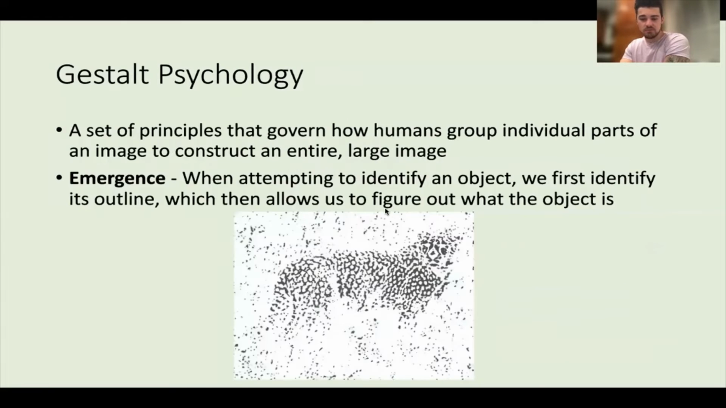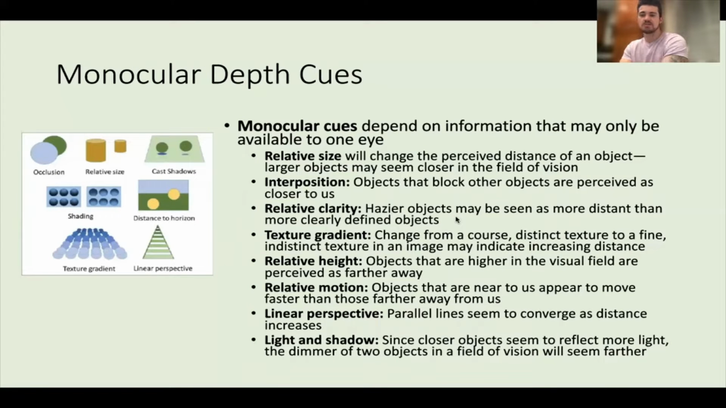A lot of these may just seem like common sense because we're just so used to using them unconsciously. Relative clarity, hazier objects may be seen as more distant than more clearly defined objects. So that does not look like it's on here, but that one is pretty self-explanatory. If you have two objects that are next to each other, the hazier object is just interpreted as more distant when compared to more clearly defined objects.